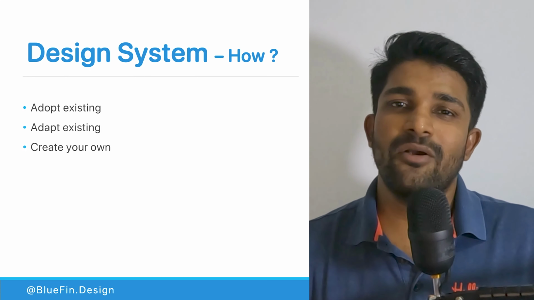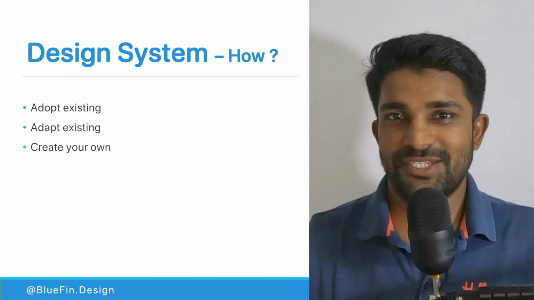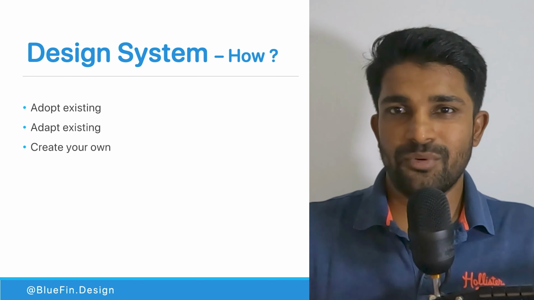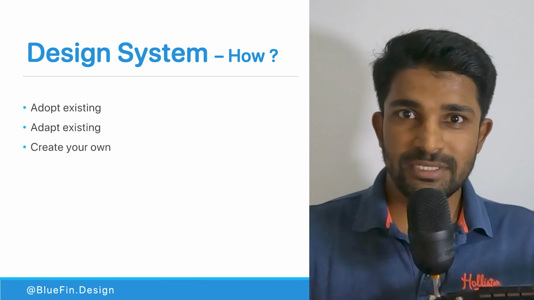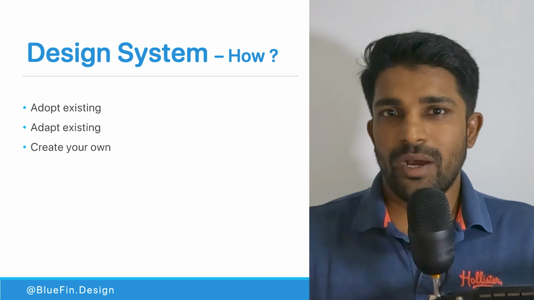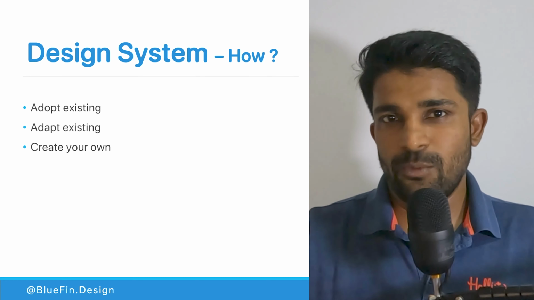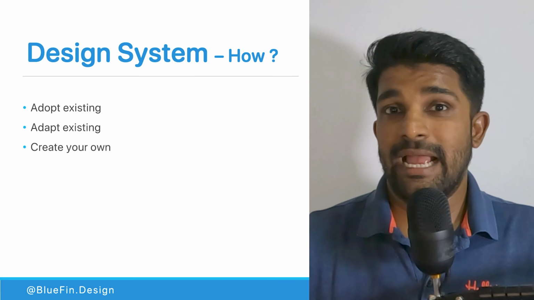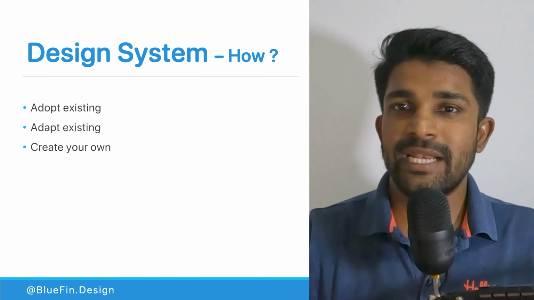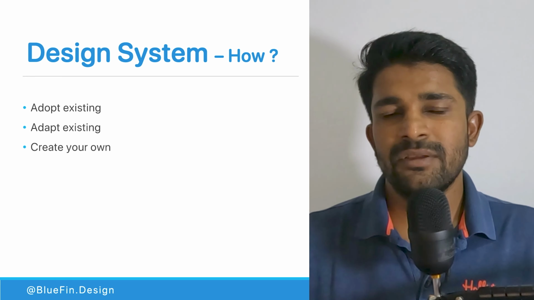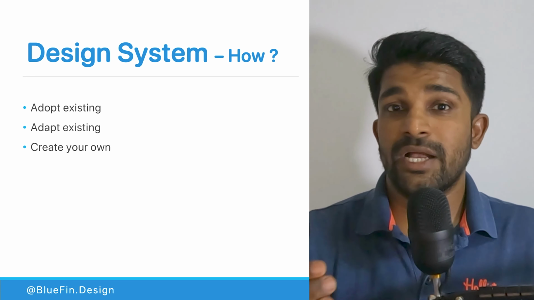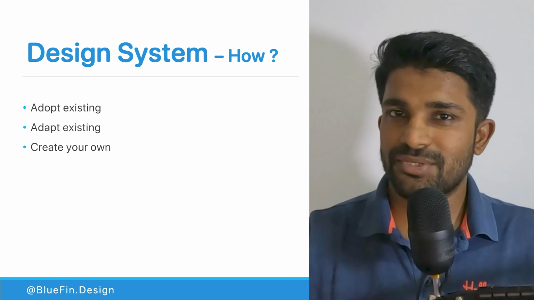So let's talk about how to build the design system. You can use like 3 approaches to build and use design systems. The first one is adopt an existing design system. The second one is adapt and update, or like upgrade, an existing design system. And the third one is create your own design system from scratch.